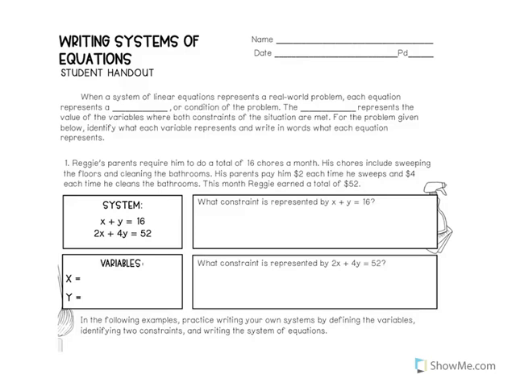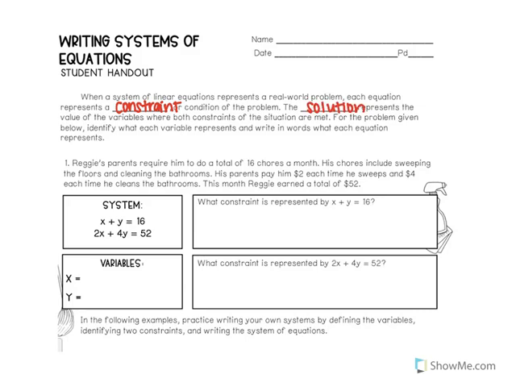All right, so we're going to be doing writing systems of equations. When a system of linear equations represents a real-world problem, each equation represents a constraint or condition of the problem. The solution represents the value of the variables where both constraints of the solution are met. For the problem given below, identify what each variable represents and write in words what each equation represents.